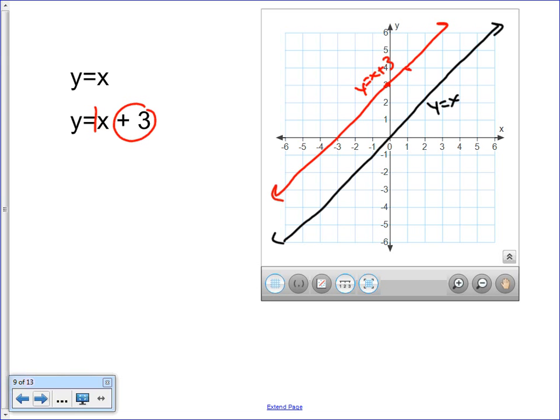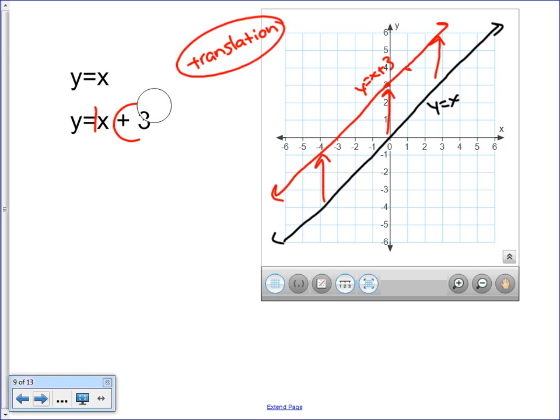So is that a rotation or a translation? You notice how going from the parent to the other one, I just slid it up 3. So that is a translation. Now you might notice, going back to the equations, that the only difference is that I have no number here and I have a number here. So anytime that is the only difference between the two equations, it is a translation.